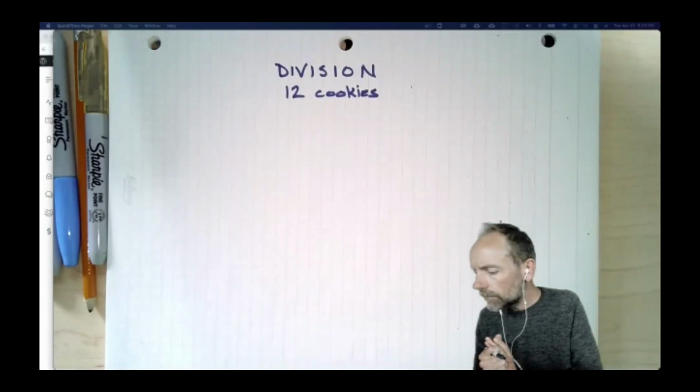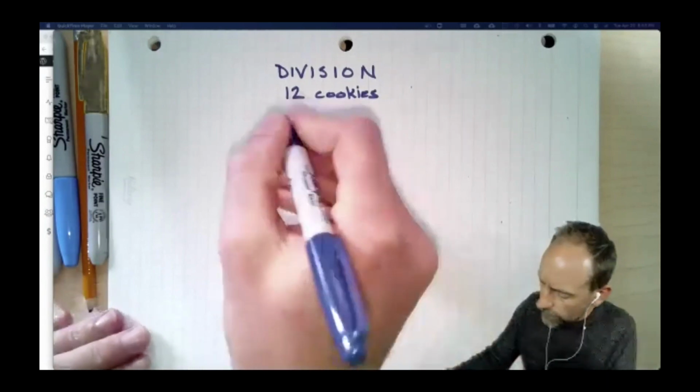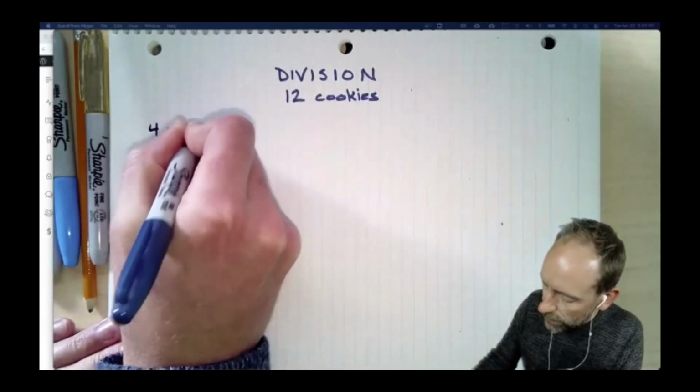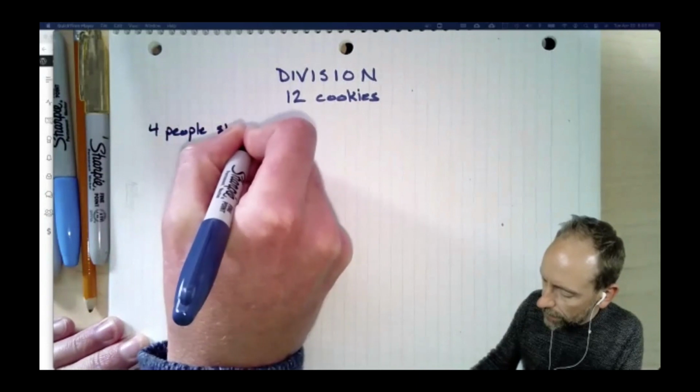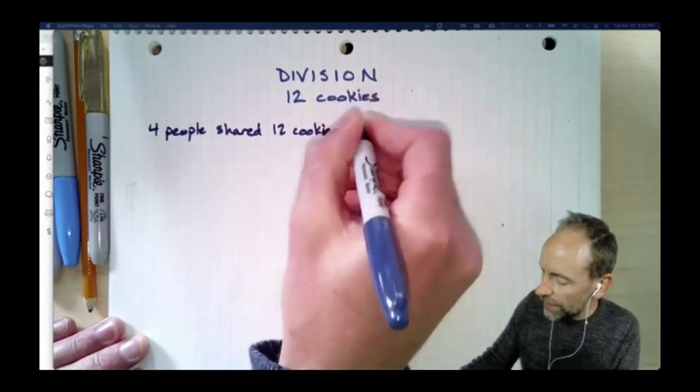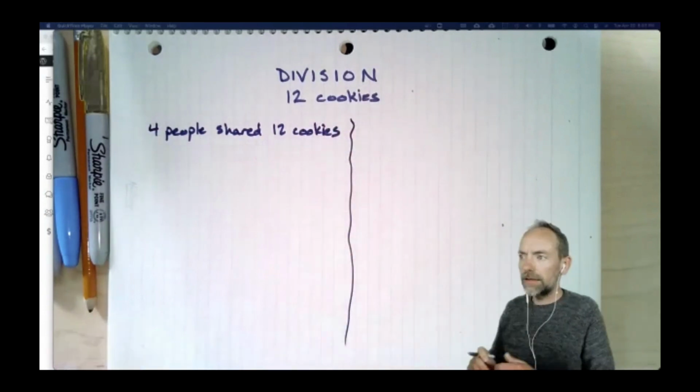Four people shared 12 cookies. How many cookies did each person get? Awesome. So 4 people shared 12 cookies. Now, I'm wondering, and I'm just going to go like this just to kind of divide us up.